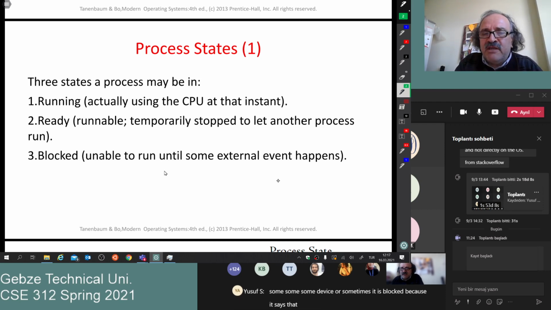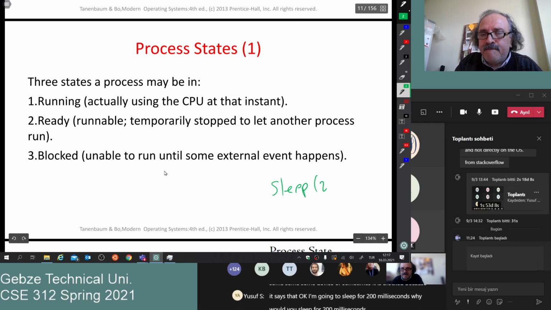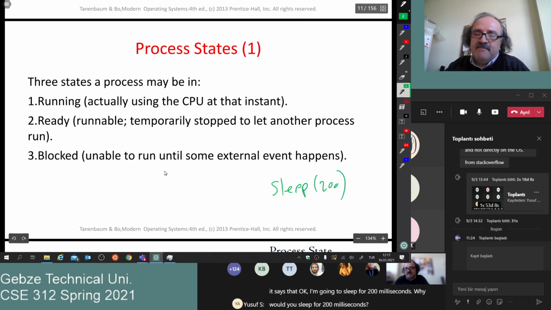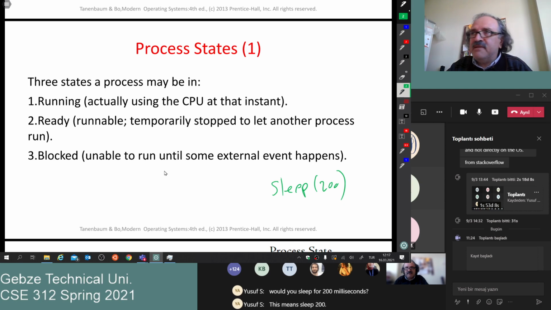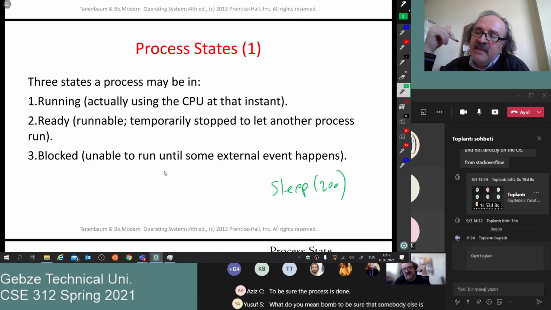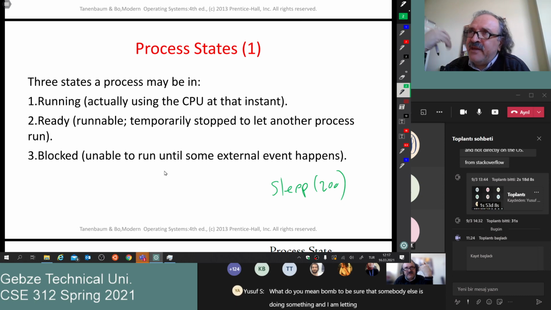Why would you sleep for 200 milliseconds? This means sleep 200. Why would you write such a program? To be sure the process is done. What do you mean, done? To be sure that somebody else is doing something and I am letting them have enough time.